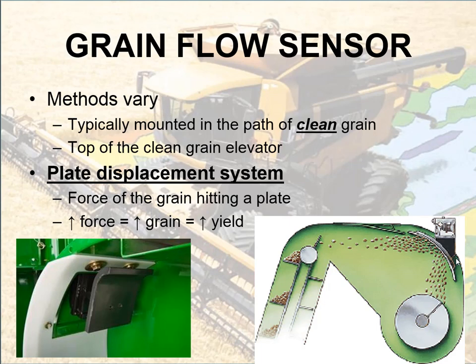Basically, it's an electronic signal it's picking up. If you look over here at the right, on this image, there's the plate sitting right behind it, that black colored object. Basically, it's a mass of wires, and it's just recording how much force is hitting it. So the more force that's hitting it, well, there's a lot more grain hitting the system, which means that we're having a higher yield.